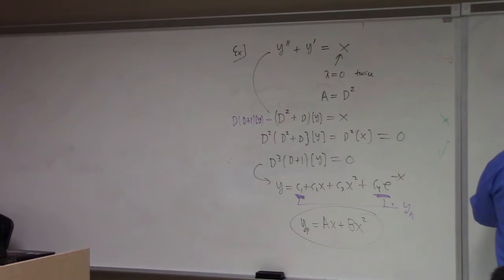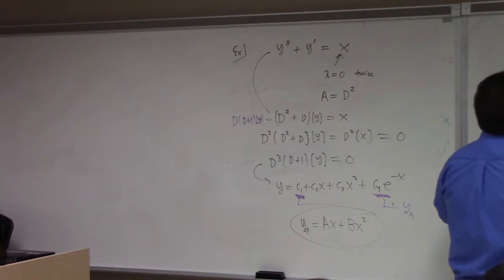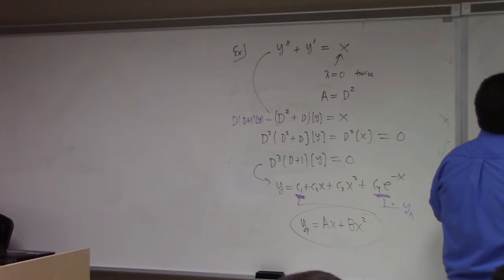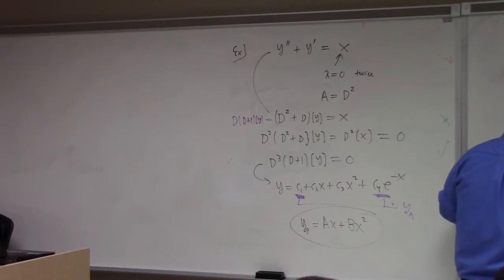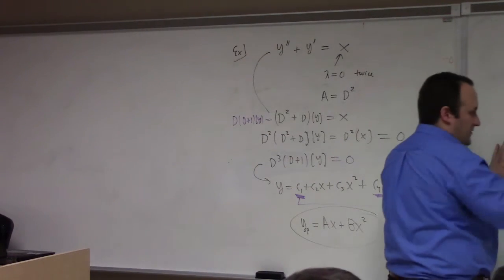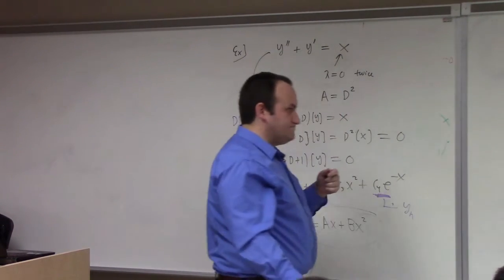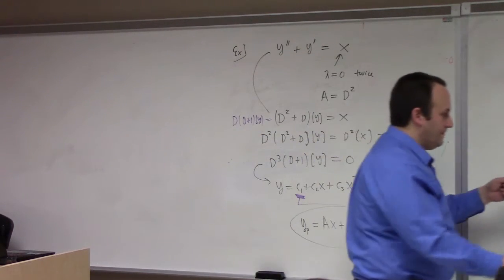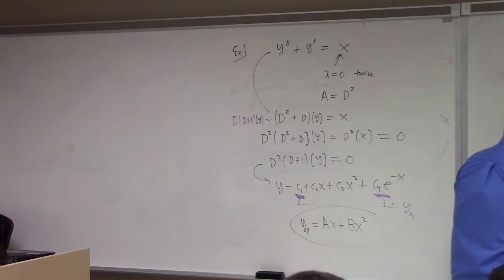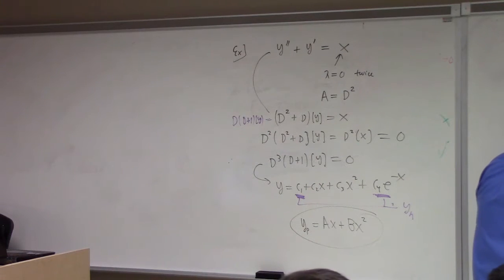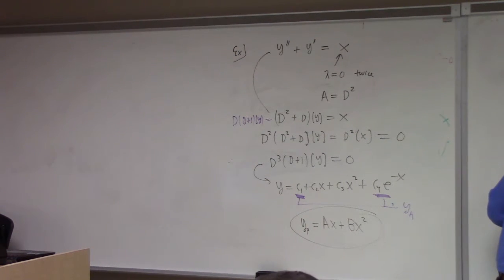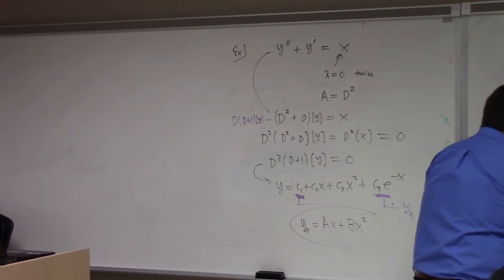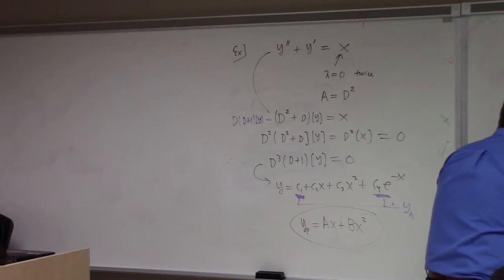So yp prime prime plus yp prime. The song isn't too long. Tick tock, tick tock. 2b plus a plus 2bx equal to x. And then I equate coefficients here. If you look at this, there's only one x term here. So therefore, there's a 1 here. This gives me 2b is equal to 1. b is 1/2. And then this has to work out to 0. So a has to be equal to minus 2b, which is minus 1.